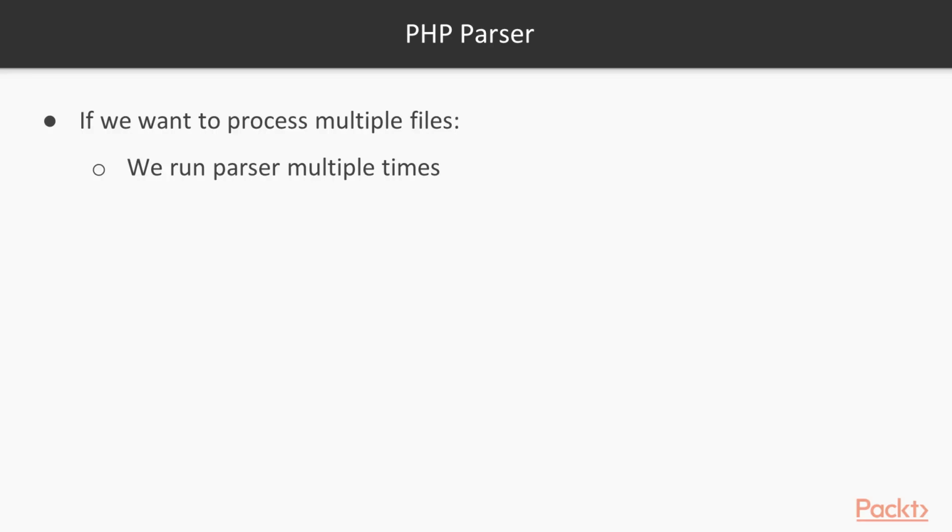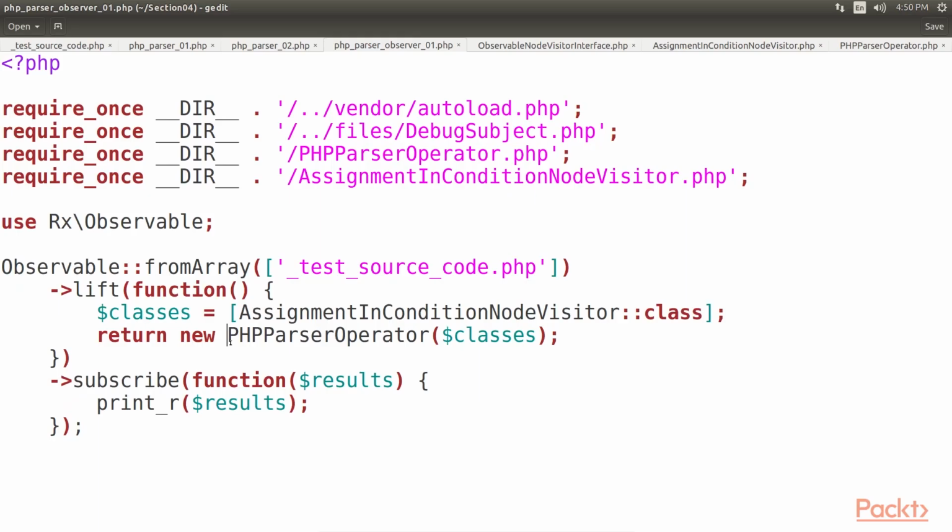If we want to process multiple files, then we just run the parser multiple times. But what if we want to have better control over what files are going in, or we want to make the pre-configured parser with our custom node visitor easily embeddable into any PHP application? Let's assume we want to use the PHP Parser library. We have a typical PHP chain of operators where we lift PHP Parser Operator.